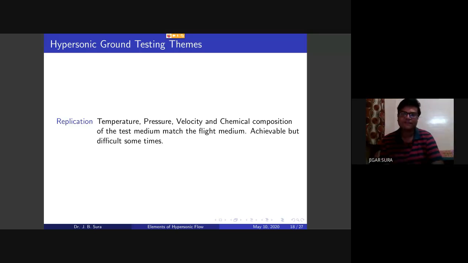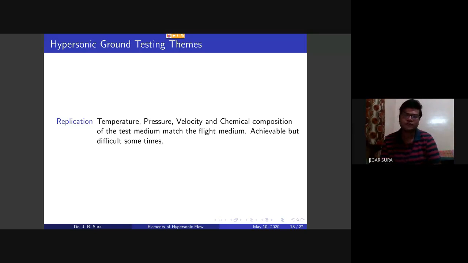Replication. Replica means a similar way but different material. It's possible. Like if you want to make the Taj Mahal from wood, you can make it. It's a replica. So temperature, pressure, velocity, chemical composition is matched with the flight medium. So what is the benefit here? You need not use air only. You can use carbon dioxide, you can use argon gas, you can use helium gas and get the reading.